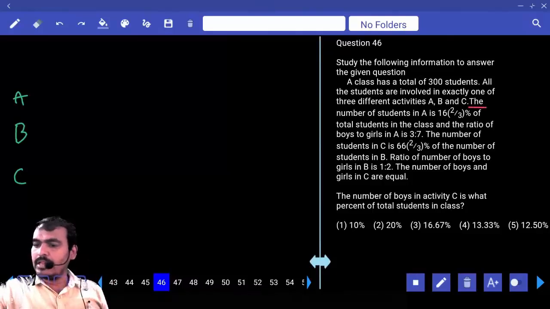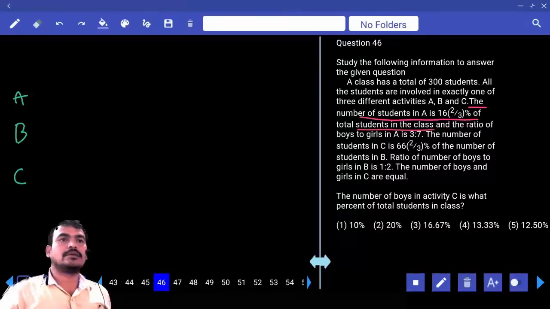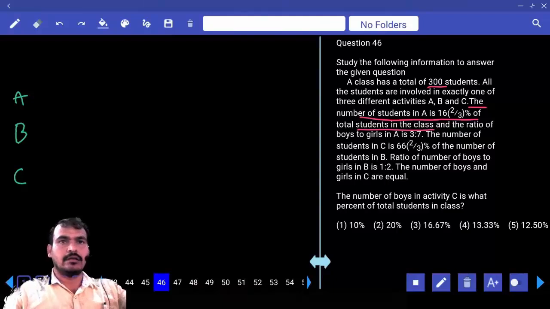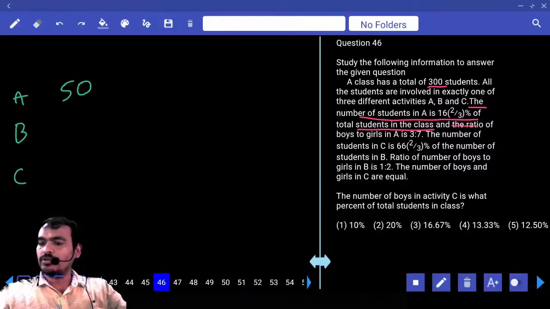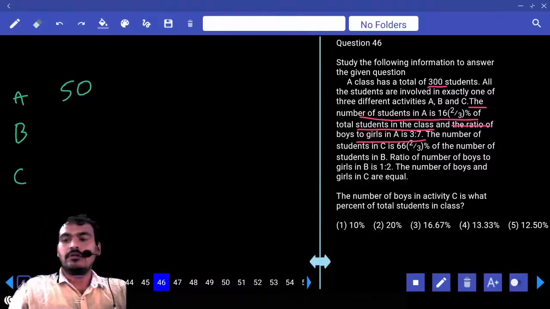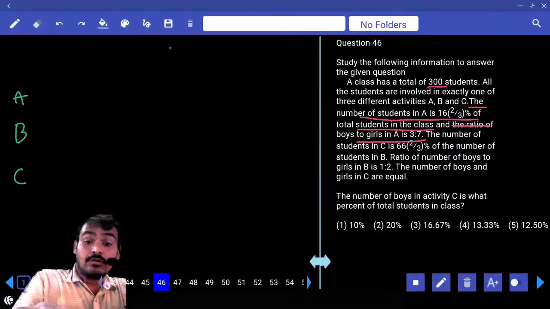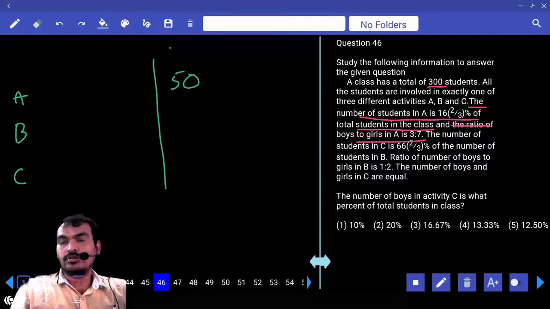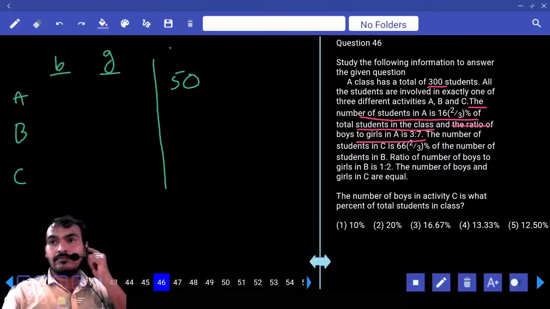The number of students in A is 16 2/3% of the total students in the class. 16 2/3% means the fraction 1/6 of 300. So A value is 50. Next, the ratio of boys to girls in A is 3:7. Just listen. Total is 50. Out of 50, boys and girls are in the ratio 3:7. One is the boys value, another is the girls value. 3 plus 7, 10 parts.